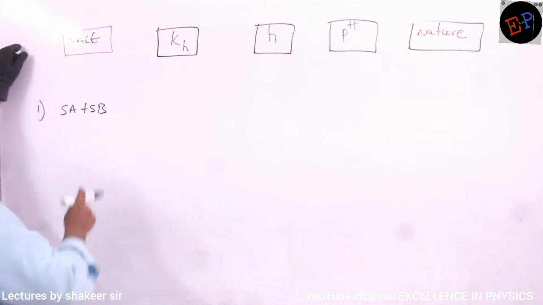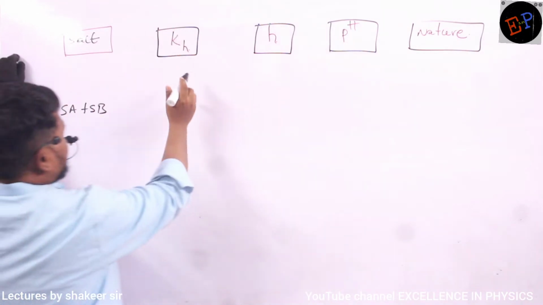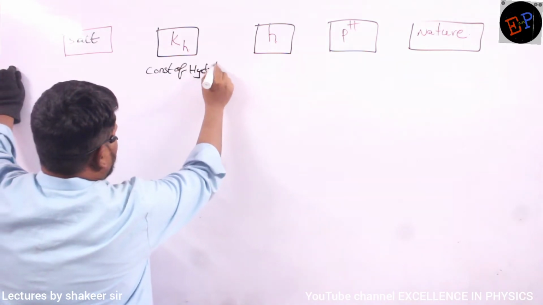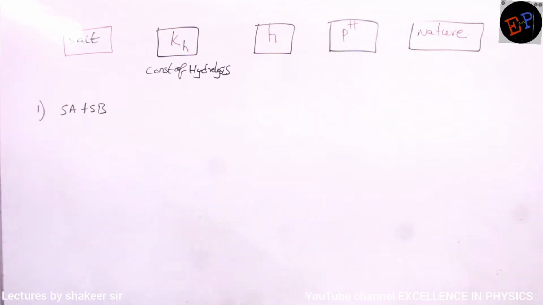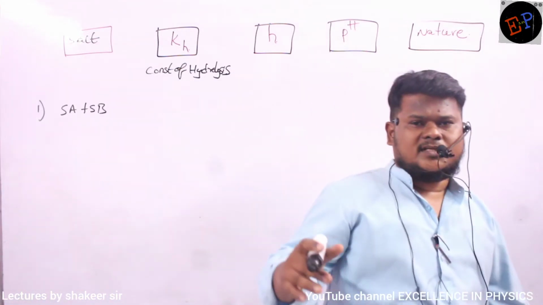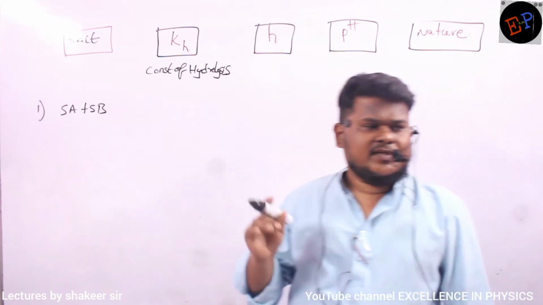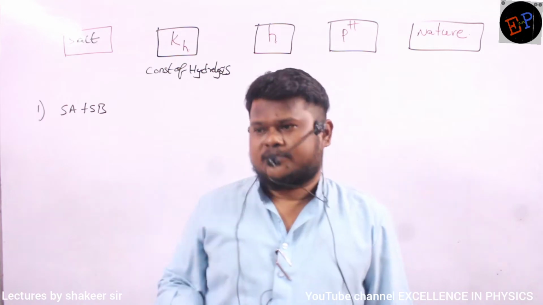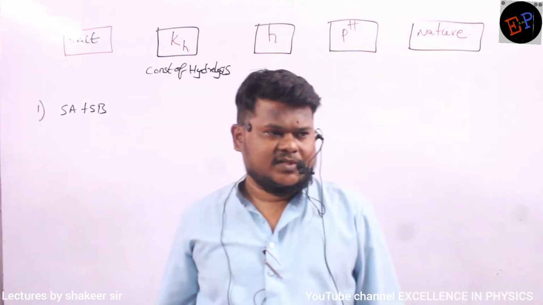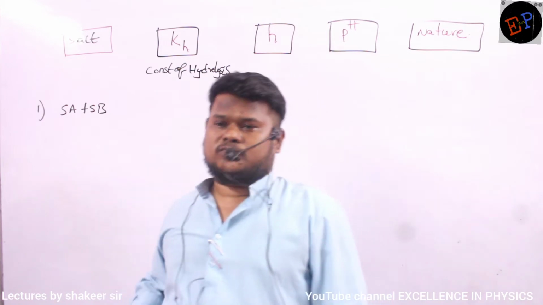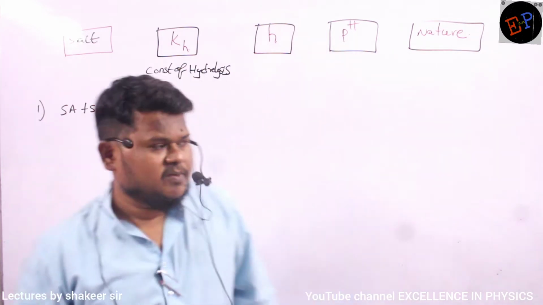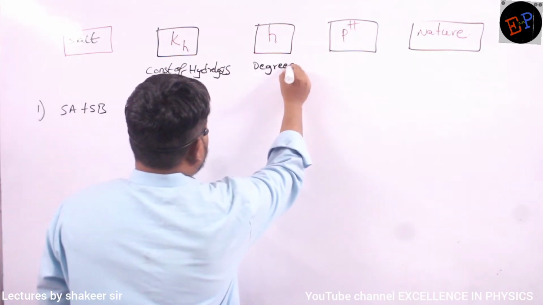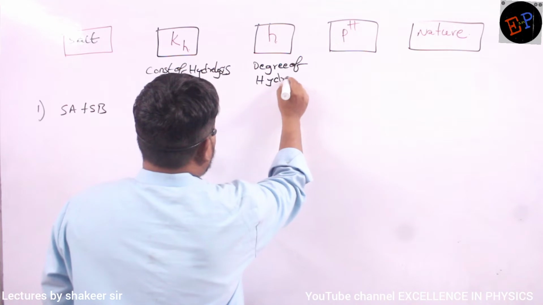So see, strong acid, strong base, what is meant by KH? KH is called the constant of hydrolysis. It is just like the equilibrium constant. Previously we studied the equilibrium constant. Equilibrium constant depends on how many factors? Mainly temperature and stoichiometric coefficients. So here also KH depends only on temperature. And H is called the degree of hydrolysis.